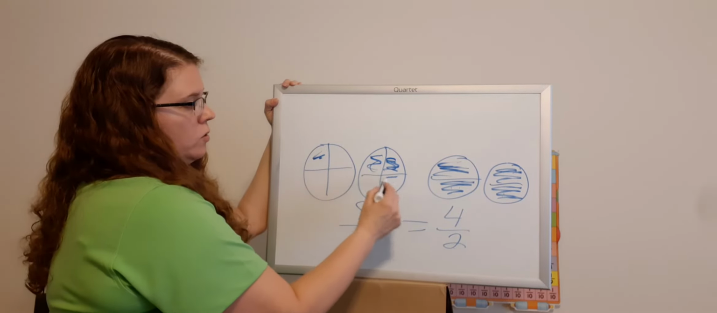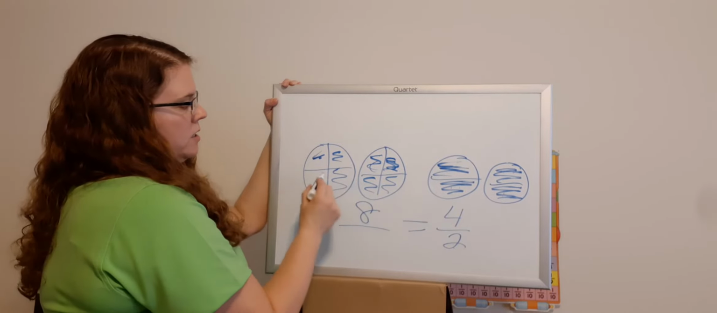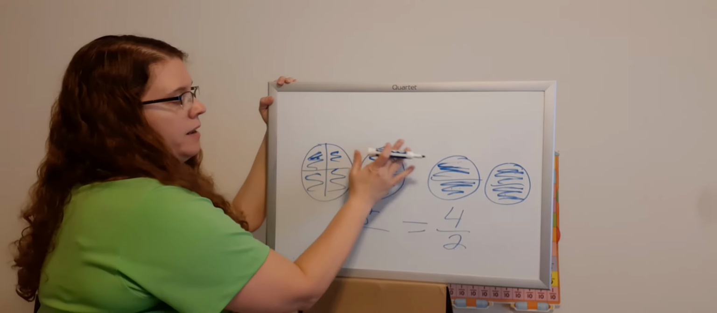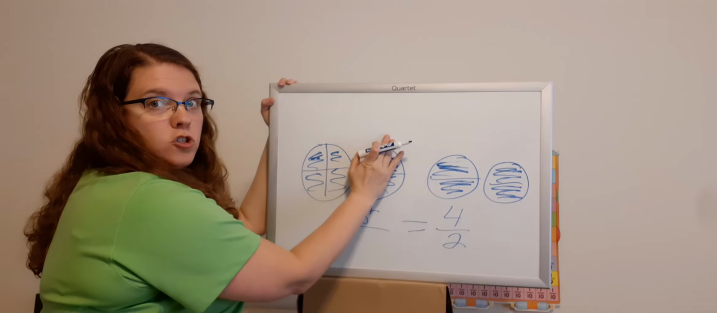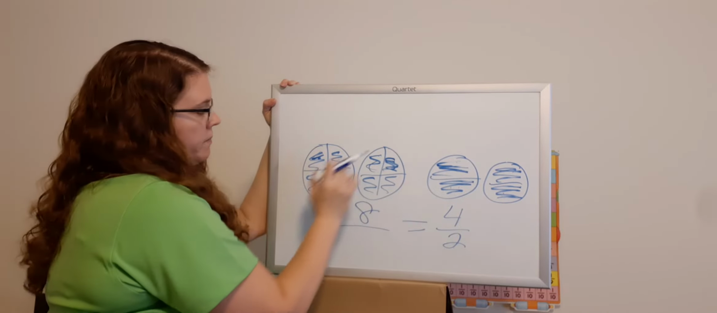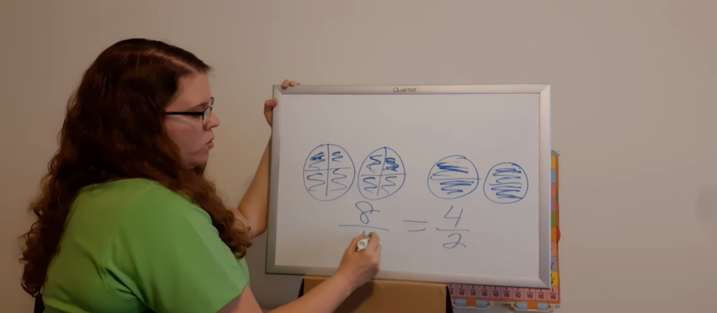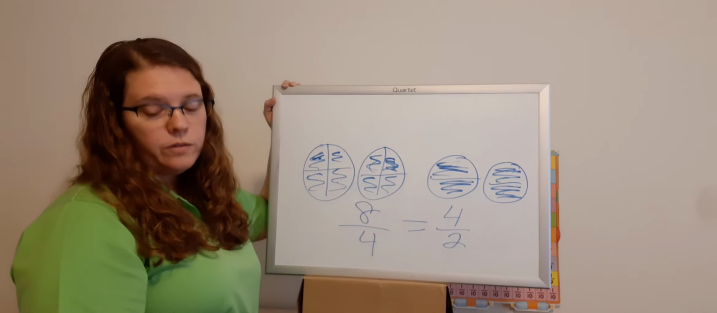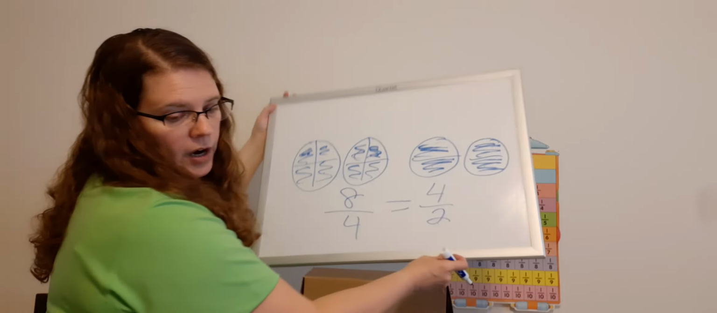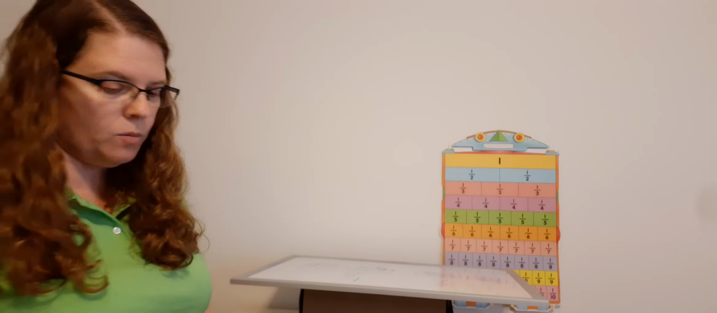1, 2, 3, 4, 5, 6, 7, 8. And then forget about one of the objects. Just look at one of the objects. And how many do you have to get your denominator? 1, 2, 3, 4. So 8/4. Okay. All right, I want you to do 9 and 10. 9 and 10, so pause me.